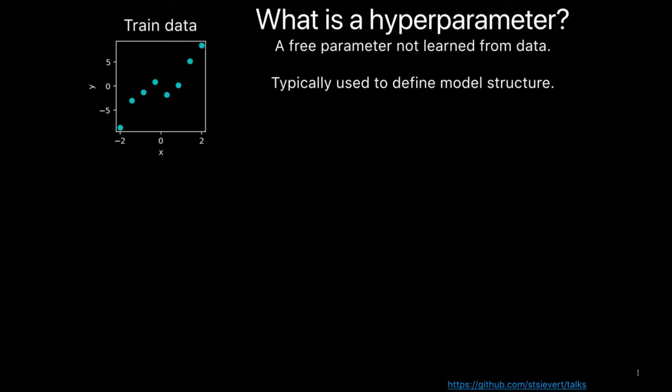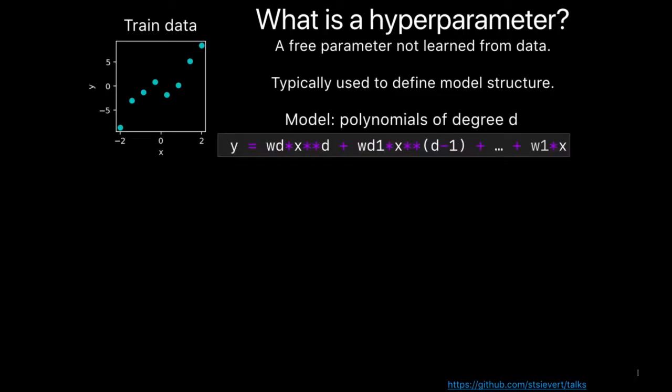Okay. So to do that, let's make our model just a polynomial. A polynomial of degree d. Let's just say that our output y is just a bunch of weights times x to the d, times x to the d minus 1, and so on. It's that equation right there. Here the hyperparameter is d, the degree. That is used to define the model structure, and then with that we can optimize and find the right polynomial, but we need the degree d first.